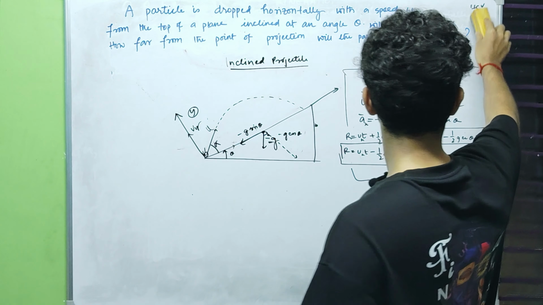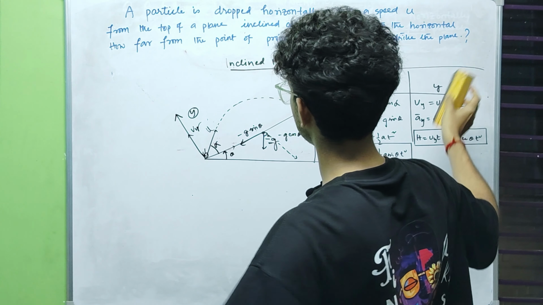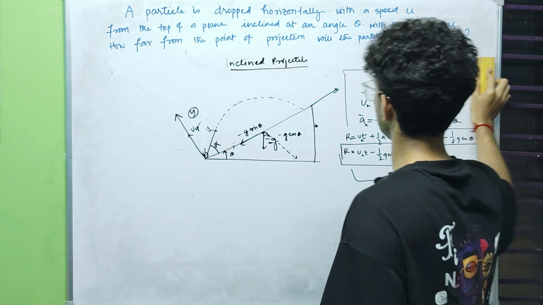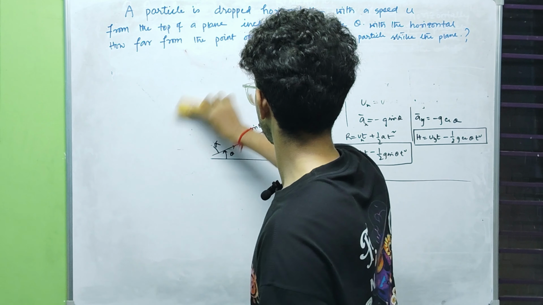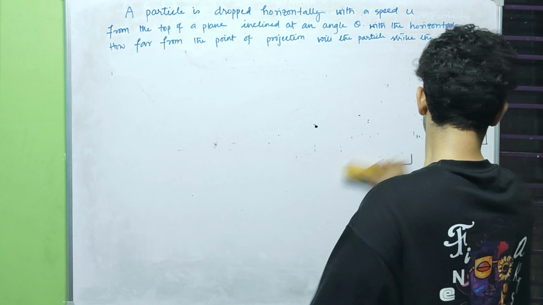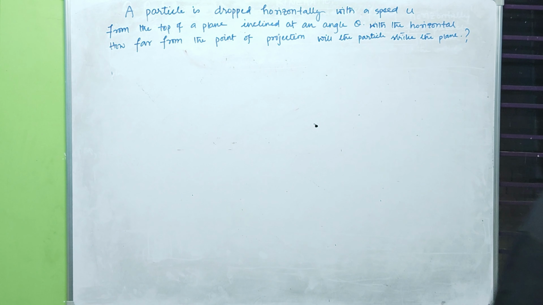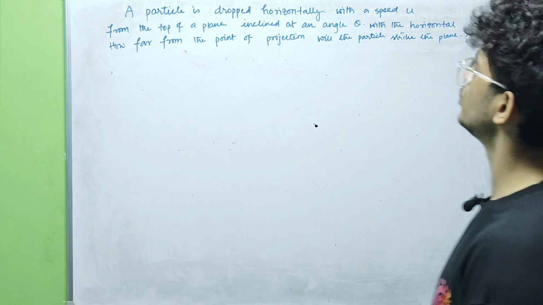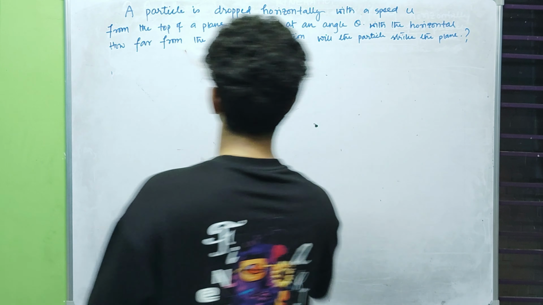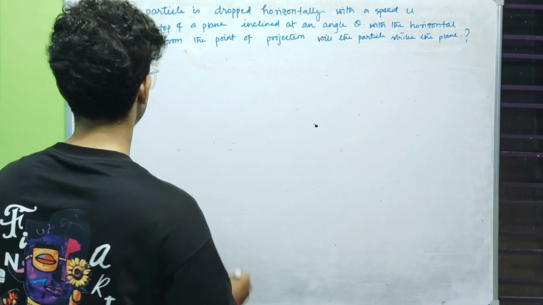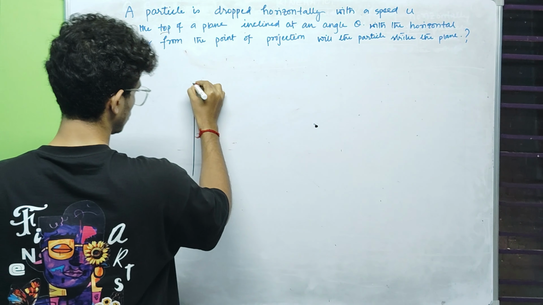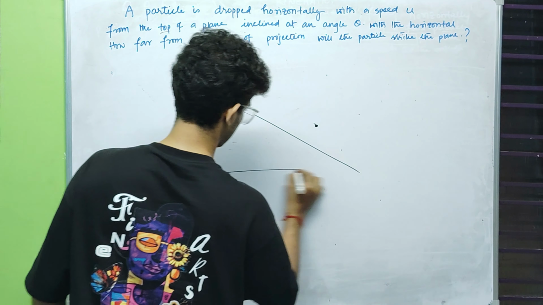Maybe I have taken this from HCV only, but I don't remember from where I have taken it, so that is not a matter of concern. Let's solve it. It says a particle is dropped horizontally with a speed u from the top of a plane. That means it is a top to bottom projectile.